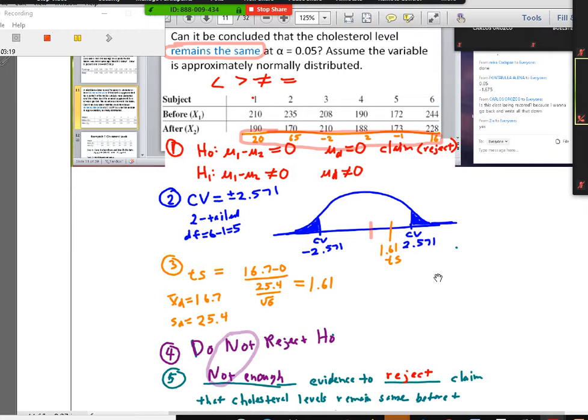And then we're going to find our test stat. So you're going to subtract these and find their differences. Or you can use your calculator, or you can just subtract them. Either one's fine. And then put these into your calculator and do stat calc 1-var stats on them to get your x bar, which is 16.7, and your s, which is 25.4.